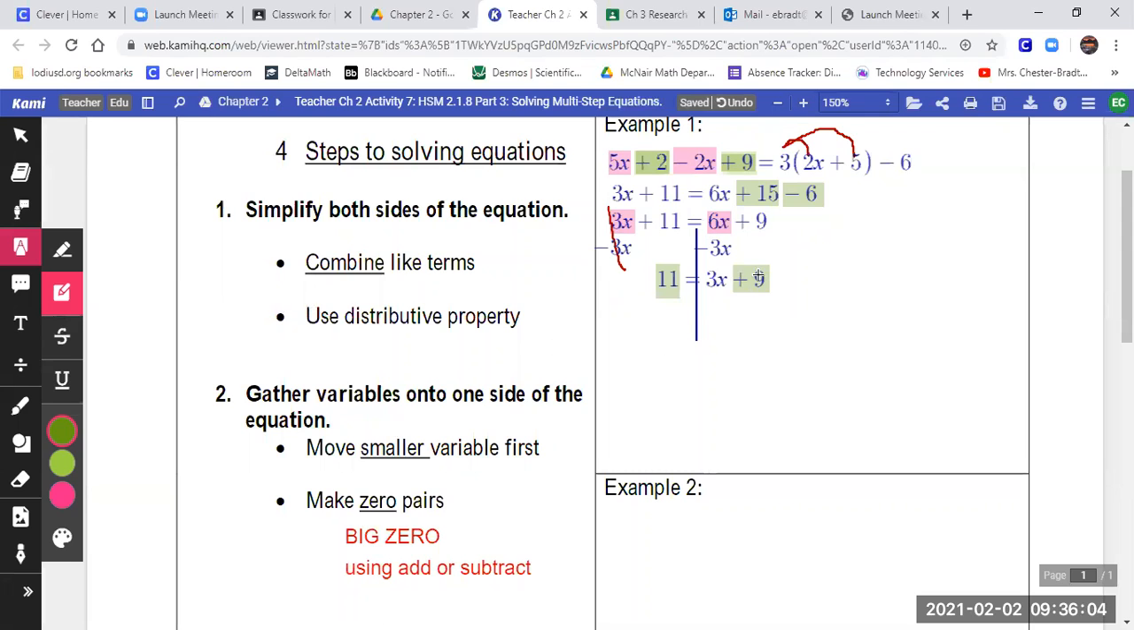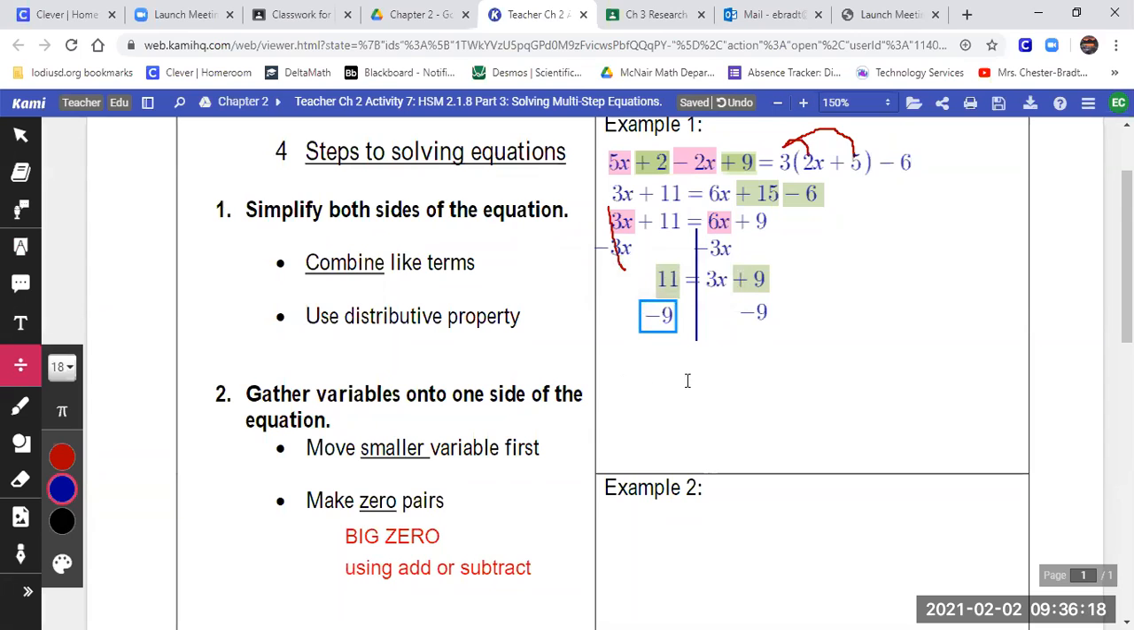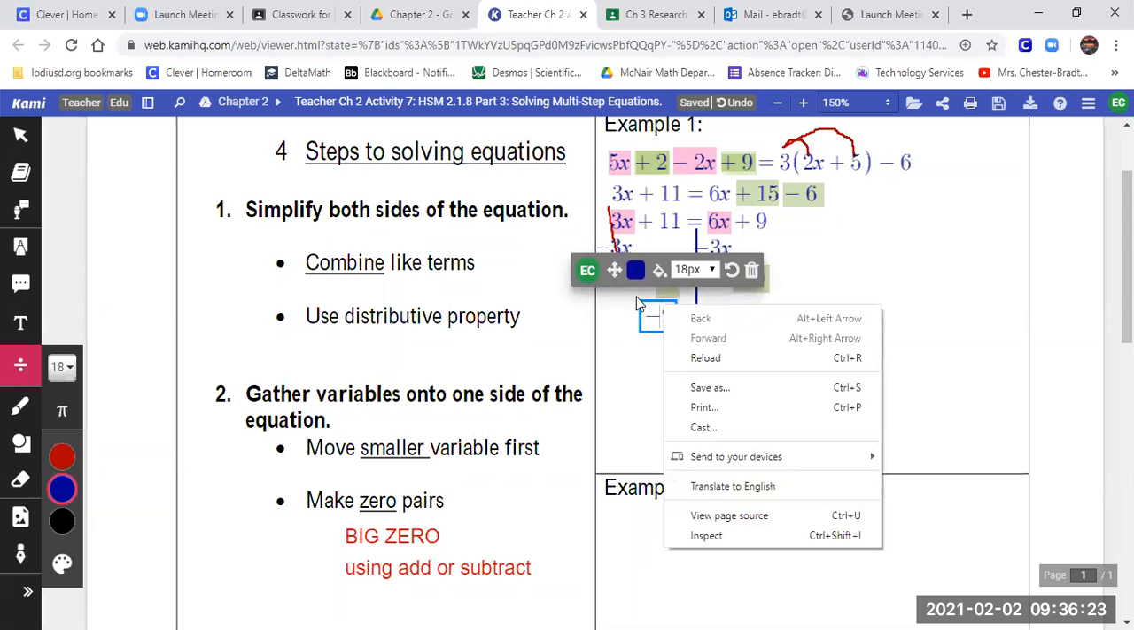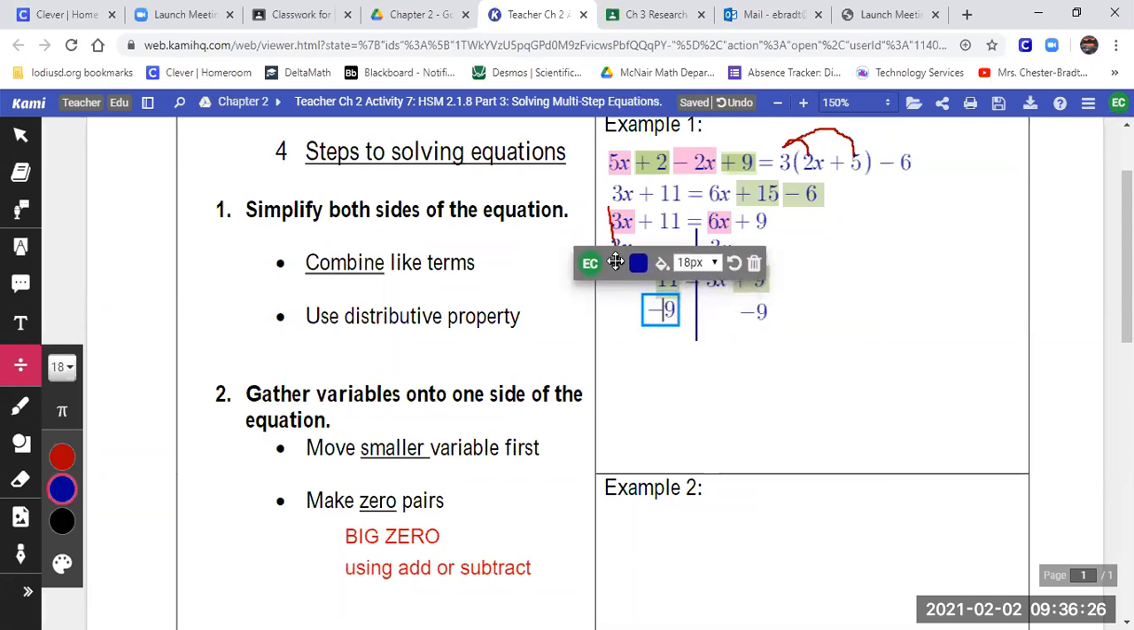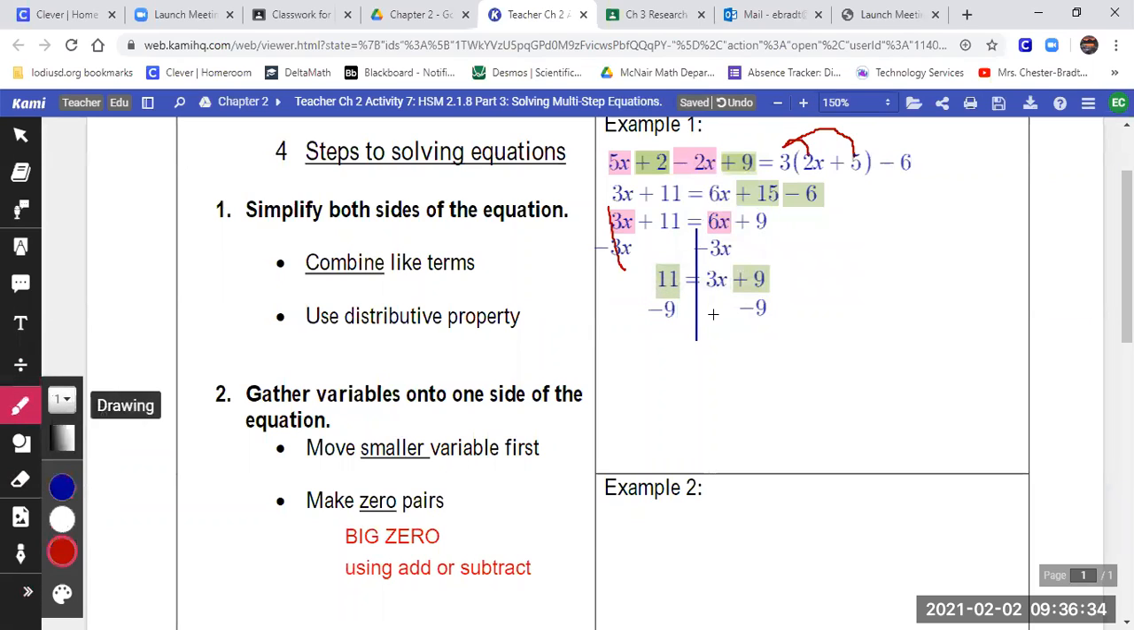How am I going to big 0 that positive 9 out of there? Subtract 9 from both sides, yes. So subtract 9 from the positive 9, subtract 9 from the 11. Okay, so this says 9 take away 11. No, it says 11 take away 9, right? And I got my big 0 right here with these 9s, so I get to cross them out because they're all gone.